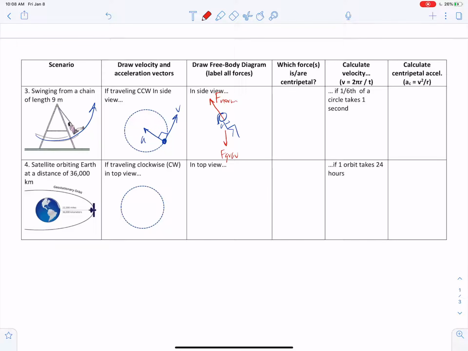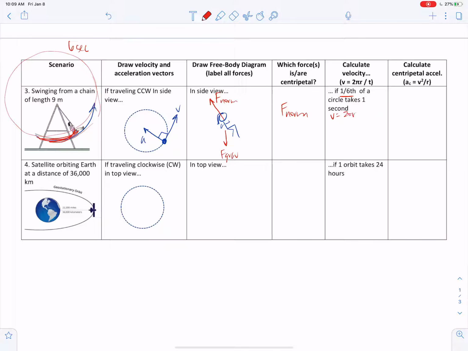So which force is acting in the centripetal direction? Well, it's the normal force. It's the swing seat that's actually pulling her into a circle. So let's calculate her velocity if 1/6 of a circle takes 1 second. That means the entire circle would take 6 seconds, right? If just this portion takes 1 second, then the entire thing would take 6 seconds.